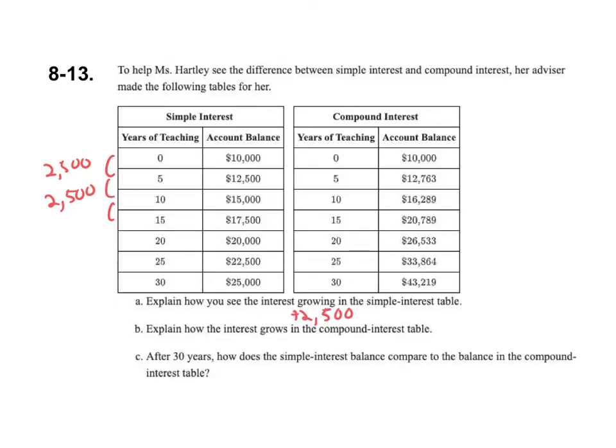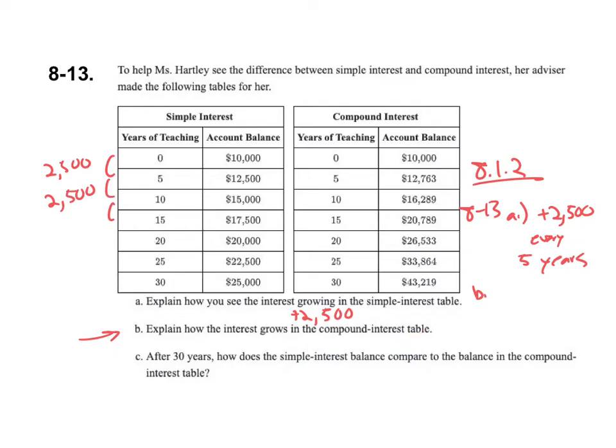So on your paper, you'd want to label it 8.1.2. We're on problem 8-13, and this is problem number A. And here we're just saying that it's growing by $2,500 every 5 years. Now in part B, which is going to be right down here, it says: explain how the interest grows in the compound interest table.